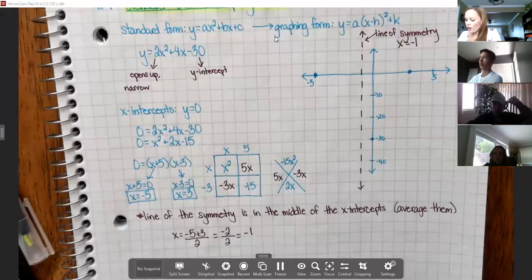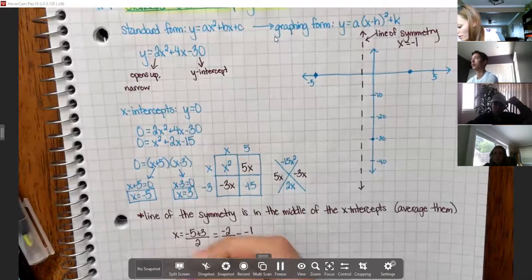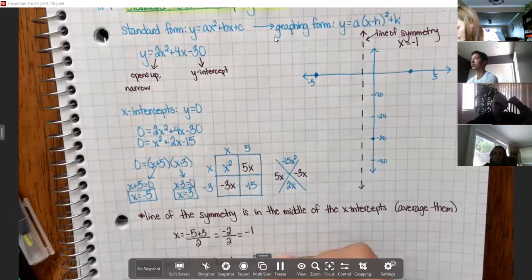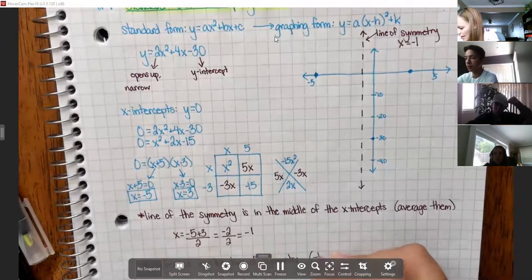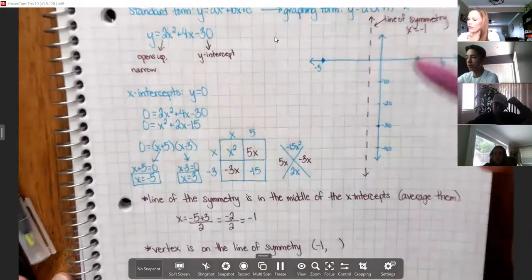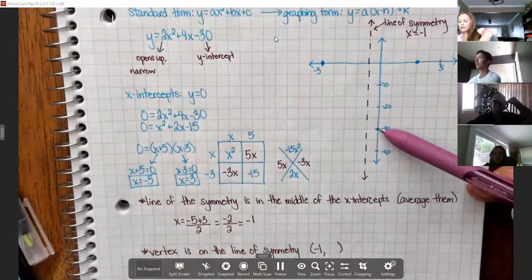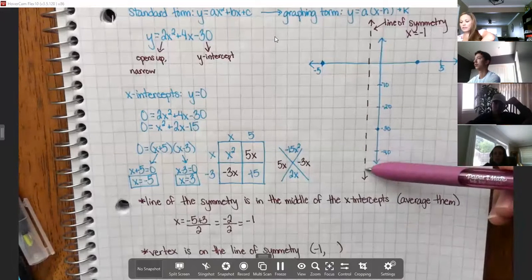And then the other important thing is the vertex is on the line of symmetry. So we know the vertex is -1, something. We don't know that something yet. We know it's somewhere on this line. And because our parabola opens up, we know it has to be somewhere below -30, because the vertex in this case has to be the lowest point.